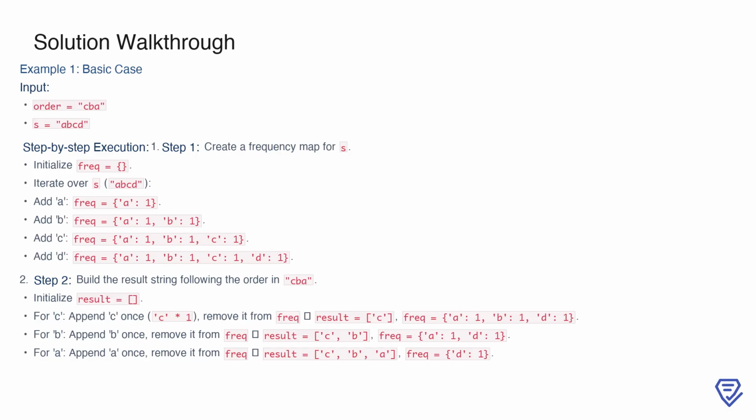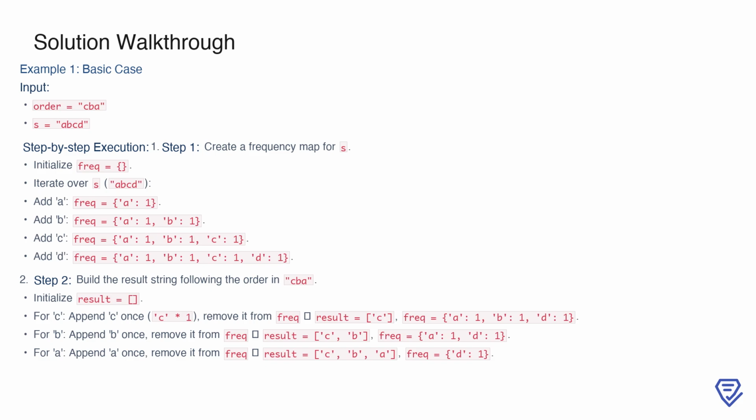To solve the problem, we start by building a frequency map of the string S. Here, the input string S is ABCD. As we iterate through each character, we count its occurrences and update the frequency map. For example, when we encounter A, it's added to the map with a count of 1. Then B is added with a count of 1, followed by C and D, each also with a count of 1. By the end of this step, our frequency map is A1, B1, C1, D1.